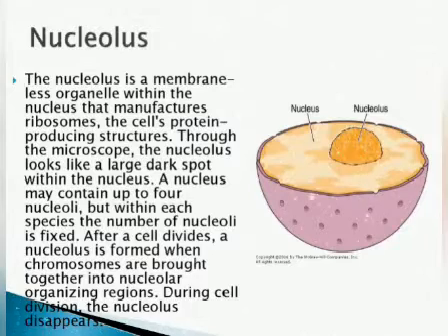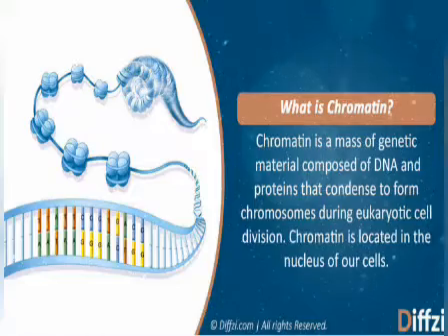Third one, nucleolus. The nucleolus is a membraneless organelle within the nucleus that manufactures ribosomes, the cell's protein producing structure. Through the microscope, the nucleolus looks like a dark spot within the nucleus. A nucleus may contain up to 4 nucleoli, but within each species the number of nucleoli is fixed. After a cell divides, a nucleolus is formed when chromosomes are brought together into nucleolar organizing regions. During cell divisions, the nucleolus disappears.